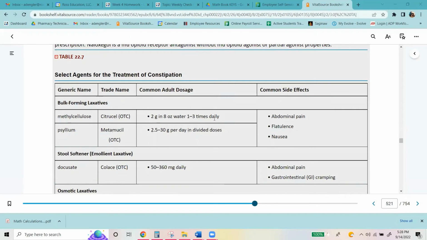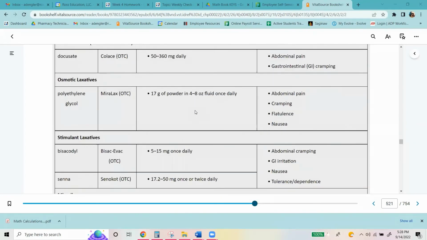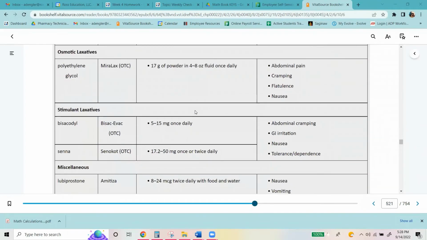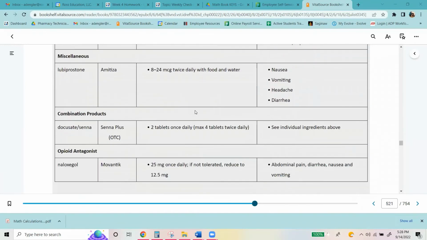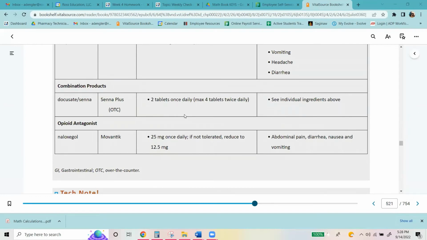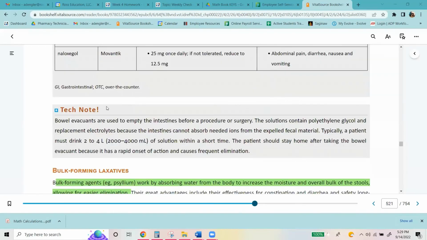We have bulk-forming laxatives, which are over-the-counter, Citrucel and Metamucil, stool softeners like Colace, which are over-the-counter, osmotic laxatives like Miralax, which is now over-the-counter, and Bisacodyl, a stimulant laxative, same as Senna. We talked about Amitiza. Senna Plus has Docusate and Senna in it, so both a stool softener and a laxative. Then we have this new medication, Movantik. It's an opioid antagonist, and this is usually given to people who take opioids and have constipation.